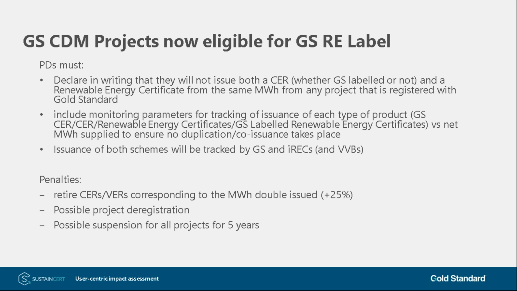So upon discovery, projects need to retire CERs, VERs corresponding to the megawatt hours double issued plus 25%, possible project deregistration, and possible suspension of all projects within the portfolio for 5 years. The possible nature refers to basically how serious the mistake is, whether it's a genuine mistake or whether there's an actual attempt to really defraud the system. So in essence, it's based on trust and also a bit of verification of that trust.